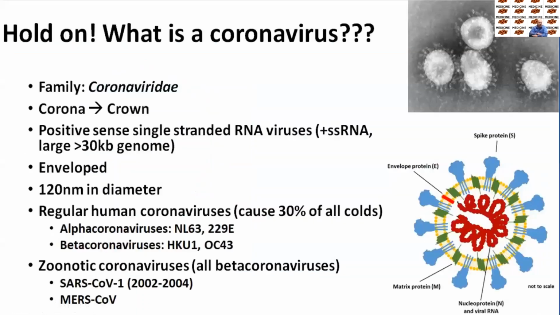So what is coronavirus? It's an RNA virus. It's an envelope virus. Regular human coronaviruses cause 30% of all of our colds. This is what we call a beta coronavirus, so a zoonotic virus. And this is what we saw in SARS and MERS, and I'll talk about those in a minute.